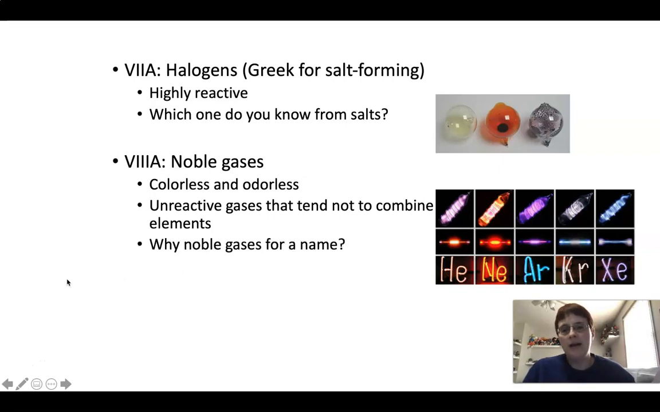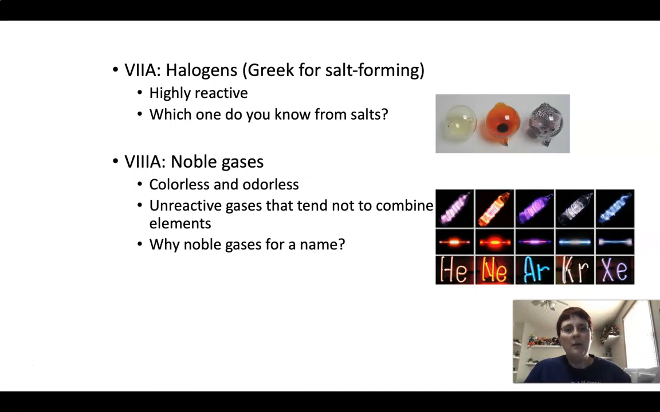So why noble gases for their name? Because the other ones all have kind of bases for their name. Noble gases were named that because they're unreactive. And the nobles back in the time were people who didn't interact or react with the peasants, the lower classes. And so that's why they were given the name noble gases, because they stay away from all of the other elements.